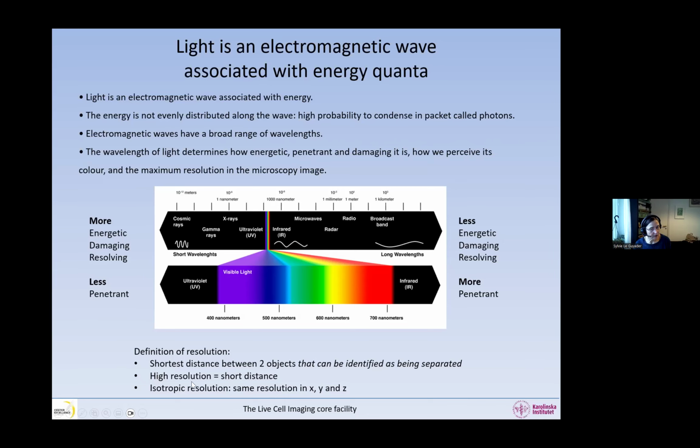So that is a little bit tricky, but because the resolution is the distance between two objects, if we have a high resolution, a high resolving power, this is a short distance. We can say that they are two objects even when they're very close to each other. So it's sometimes tricky to think about, but when we have a high resolution, the distance in nanometers is getting smaller.